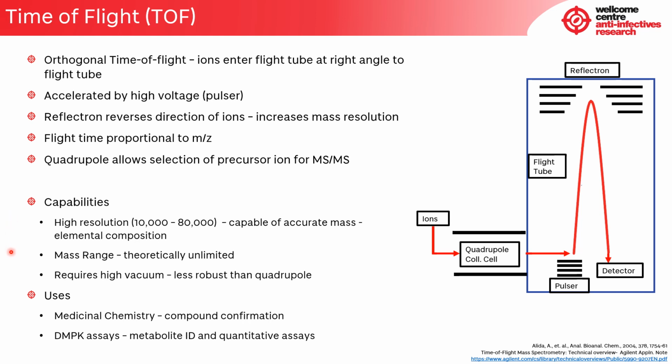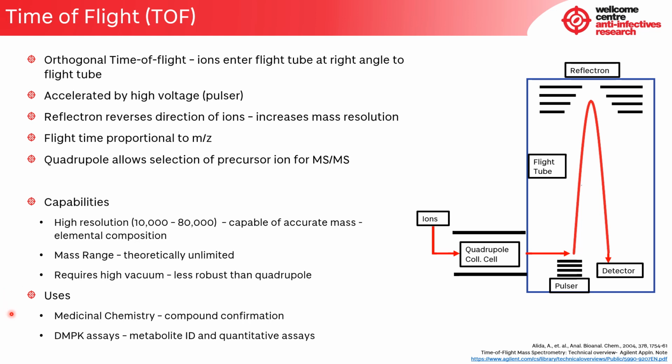In theory, the mass range of these instruments is unlimited, unlike quadrupoles where the upper limit is typically 3,000 to 4,000 Daltons. However, they do require a higher vacuum than quadrupoles and are therefore a little bit less robust. If an instrument reaches atmospheric pressure, it takes longer to pump down than a quadrupole and also requires a period of conditioning.